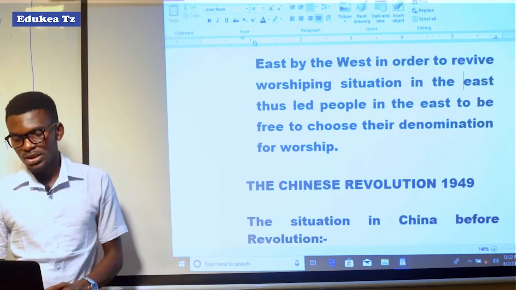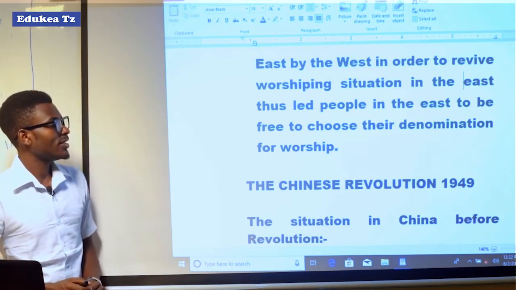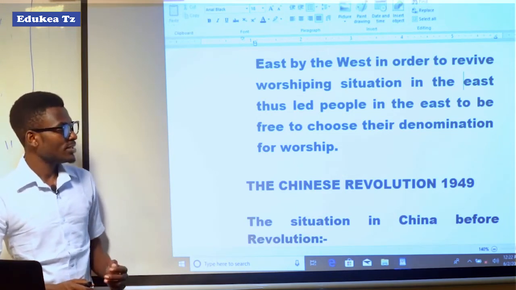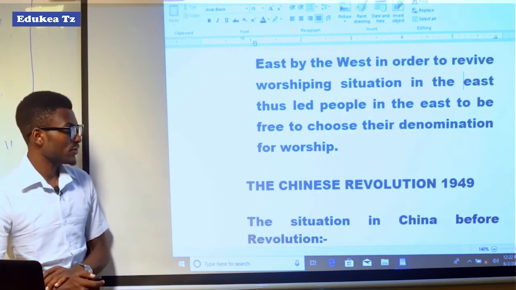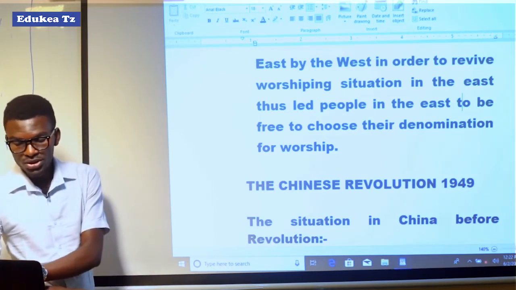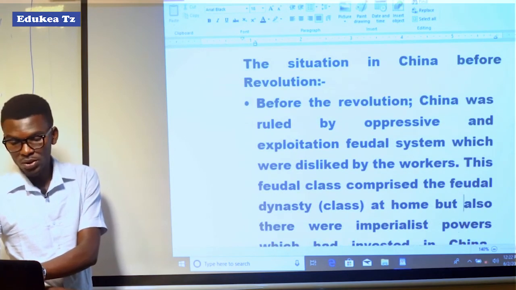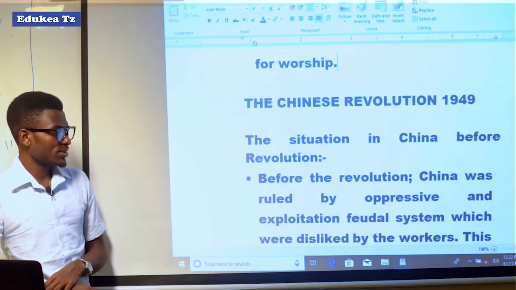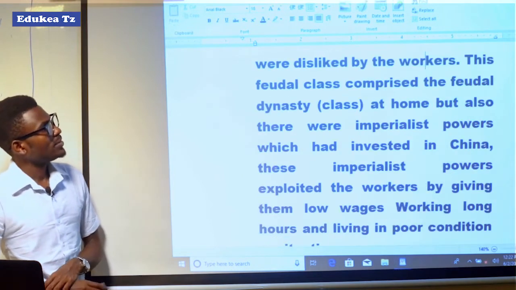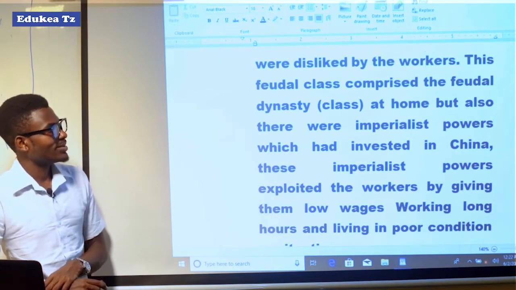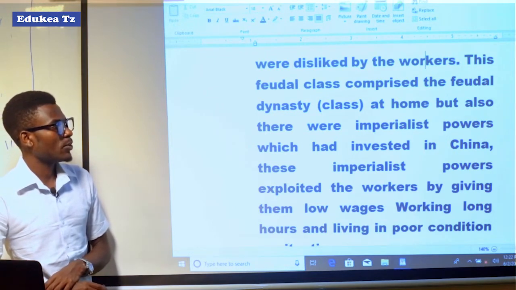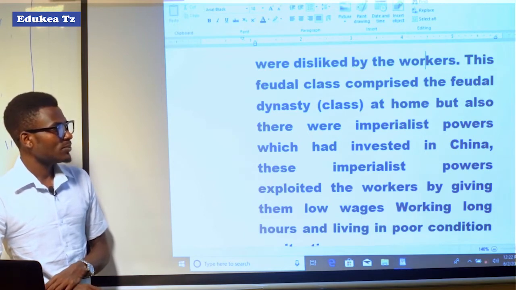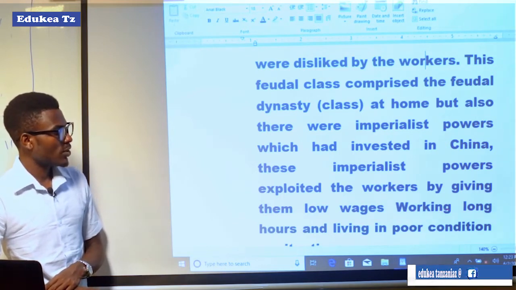So after looking at this, let us see another subtopic, which is the Chinese Revolution of 1949. The situation in China before the revolution: let us see the short history. Before the revolution, China was ruled by an oppressive and exploitative feudal system which was disliked by the workers. This feudal class comprised the feudal dynasty at home, but there were also imperialist powers which had invested in China. These imperialist powers exploited the workers by giving them low wages, long working hours, and poor living conditions.